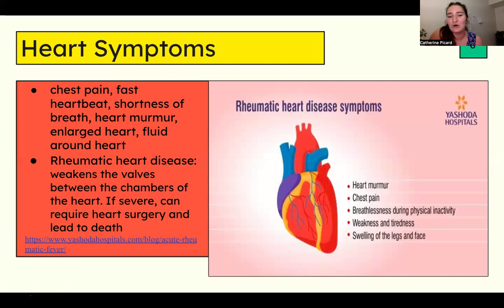Just do it. So this image is just going to talk more about the symptoms, but they're the same symptoms, but I wanted to direct your attention to the breathlessness during physical inactivity, weakness, and tiredness. That's going to come from the lack of oxygen, from your heart not being able to work and pump blood through your body. So your tissues and your organs aren't getting oxygen, or at least as much oxygen as they require to be able to move and actually function as a human. So that's what's going to cause this weakness and tiredness and breathlessness and all these just horrible things. It's just terrible.